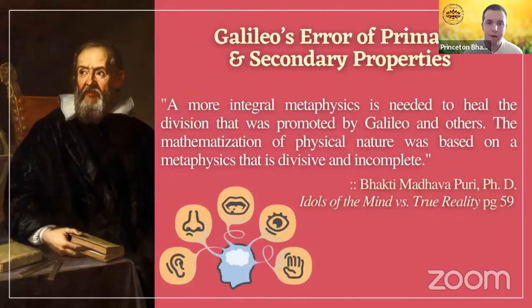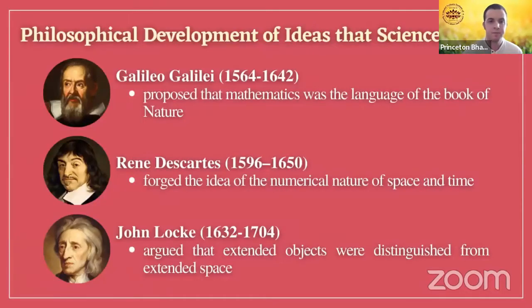A more integral metaphysics is needed to heal the division that was promoted by Galileo and others. The mathematization of physical nature was based on a metaphysics that is divisive and incomplete. And so that divisiveness and incompleteness will make more sense in our conclusion later on.